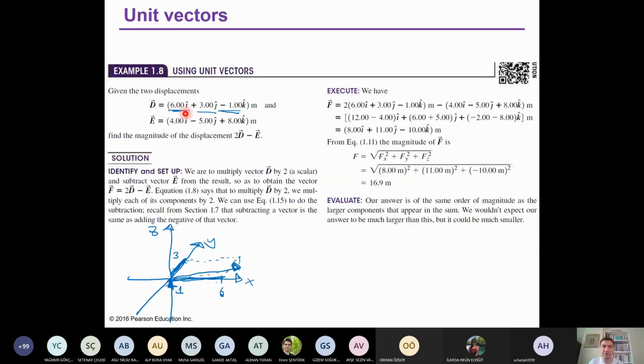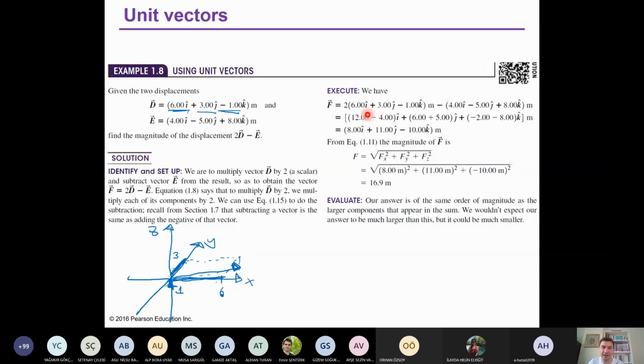So by using components, you can find this one easily. First of all, multiply d vector with 2 times d vector minus e vector. Put e vector here. So you have to multiply each component. We have discussed this one. If you multiply a vector with some certain scalar number, you have to multiply each component with that number.